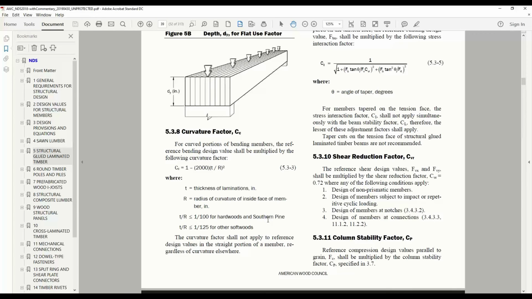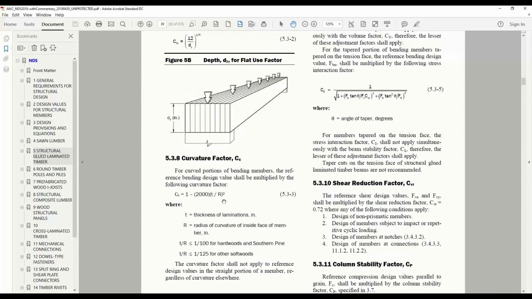Another thing to note on the curvature factor is that it does not need to apply to straight portions of the member. So if you have a member that is partially straight, partially curved, you would only need to apply that curvature factor on the portion that's curved. So that's an important adjustment that you would make when you're designing with curved members.